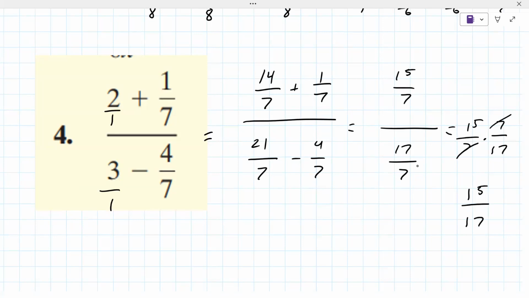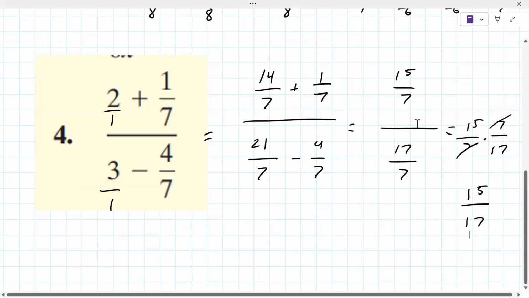Oh, and would you have gotten the same answer if you multiplied the denominator with the numerators? I'm not sure what you mean by that. You have to work the numerator separately. If you did 7 times 17 over 15 times 7, would you have gotten the same answer? Yeah, that's what we did over here. You take the one on the bottom and flip it.